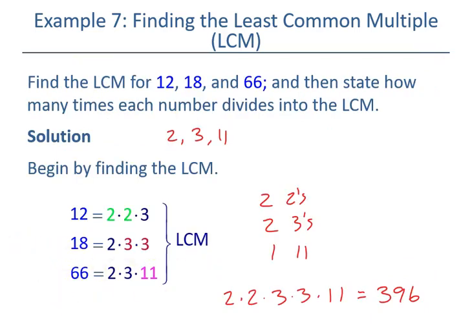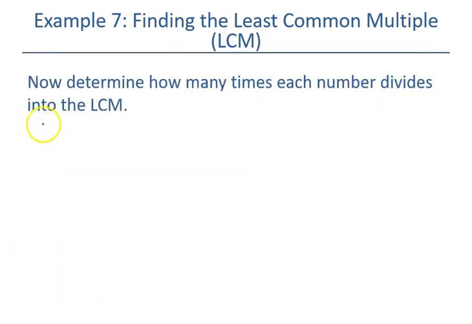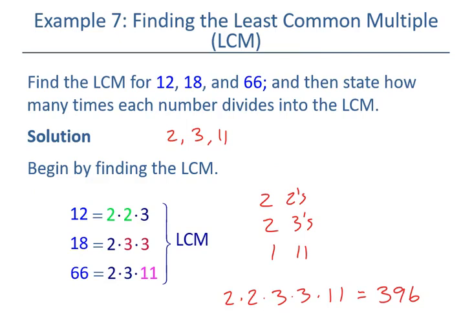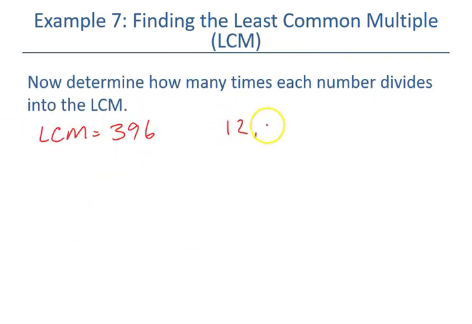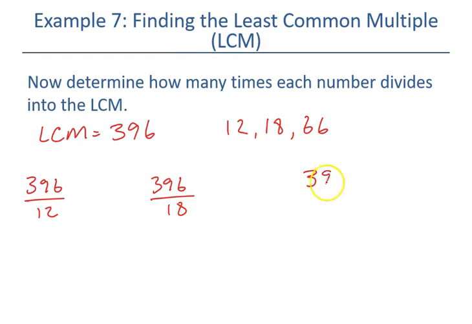Coming over here to the next page, we'll rewrite everything, and notice that we've got our LCM of 396 that we figured out. Okay, and then we have the numbers 12, 18, and 66. And they want to find out how many times 12 will go into 396, 18, and so forth. So I've got 396 divided by 12, 396 divided by 18, and 396 divided by 66 on this last one.